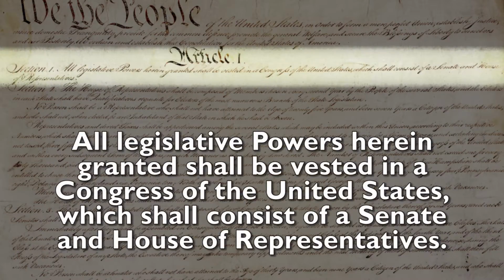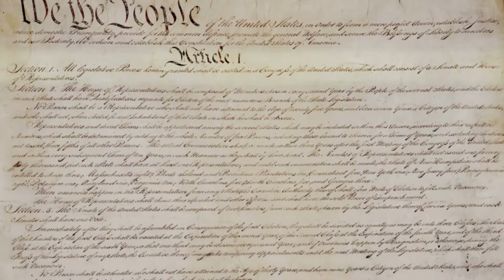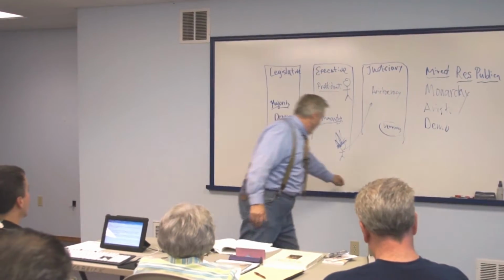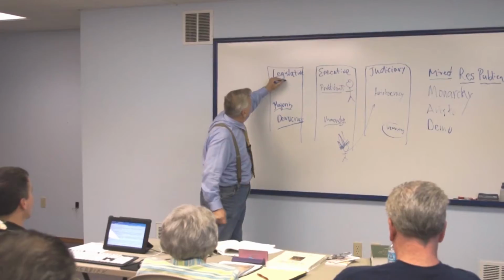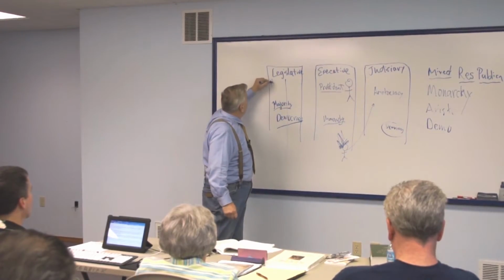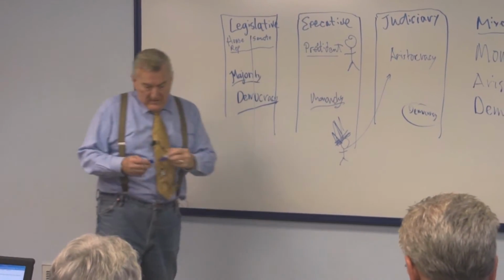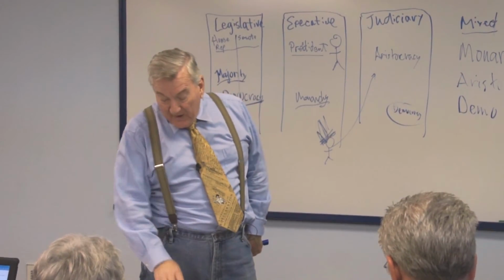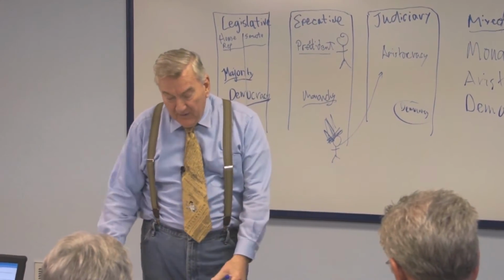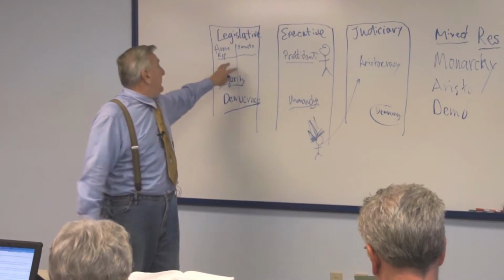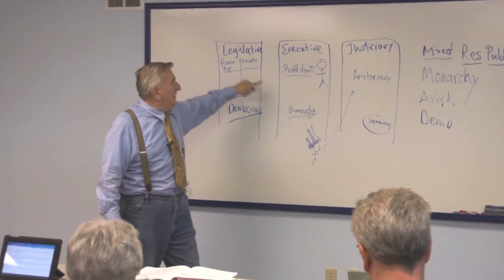Section 1: All legislative powers herein granted shall be vested in a Congress of the United States, which shall consist of a Senate and a House of Representatives. Good. All right. So now we've defined the legislative branch, and it has two parts to it. It's got a House of Representatives, and it has a Senate. And all legislative powers that are granted within this Constitution are granted only to this branch. This branch makes the law.